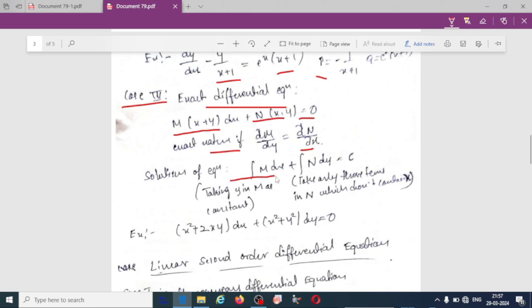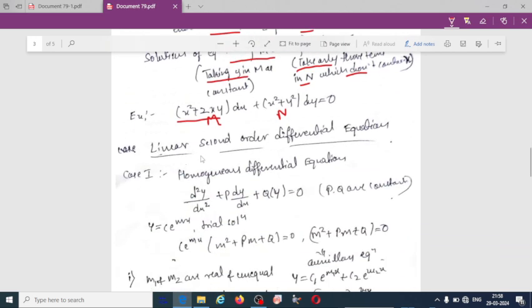So the solution, how you can write: integral of M dx plus N dy is equal to c. Take the integral of M, taking y in M as constant, if this M consists of y, you can consider it as constant and integrate with respect to x, and take only those terms in N which don't contain x. So if N consists of x terms, you should neglect them and integrate with respect to y. So let us take an example here. This is M, and this is N, and take the derivatives, these two derivatives of M and N must be equal, and solve the equation.